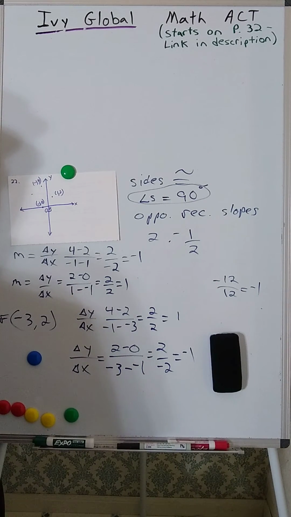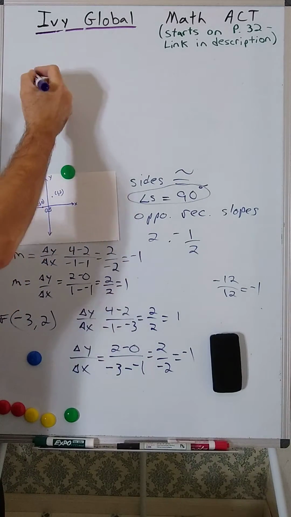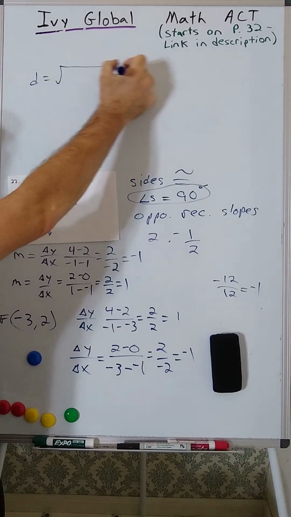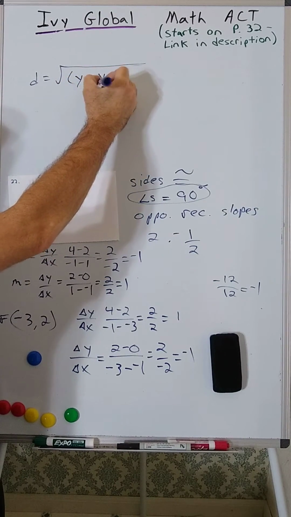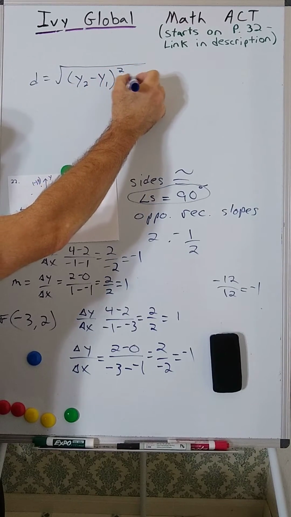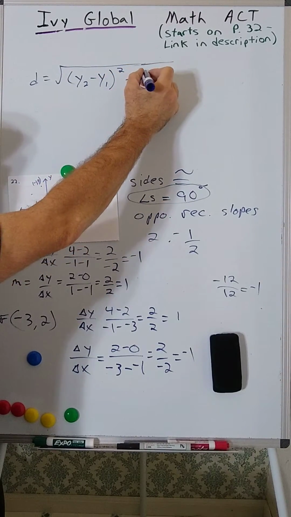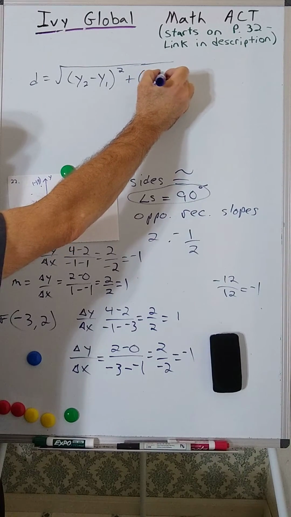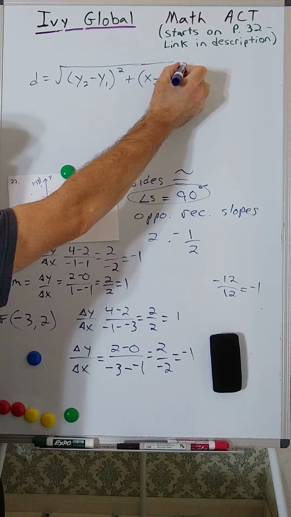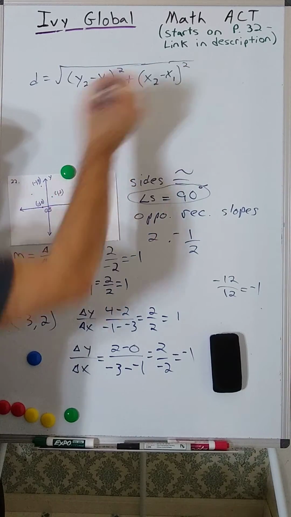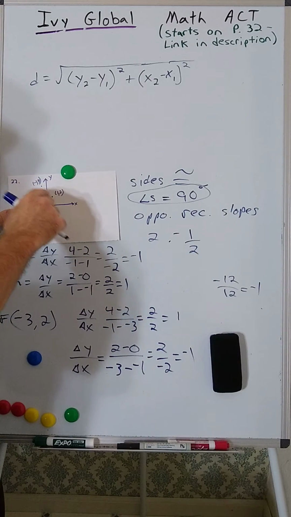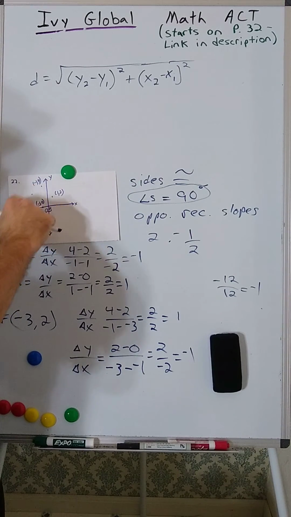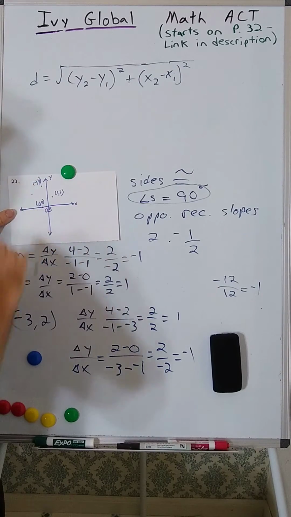Okay, so let's see what this distance is. Remember, the distance is the square root of the difference of the y values and that quantity squared plus the difference of the x values and that quantity squared. Okay, so let's see. What is this distance? Once we find this distance, we know this distance and this distance must be the same because all the sides have to have the same length.